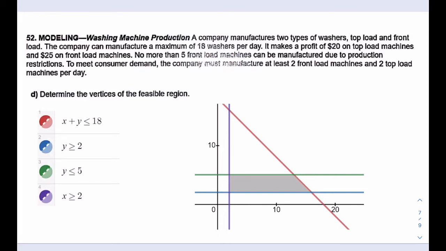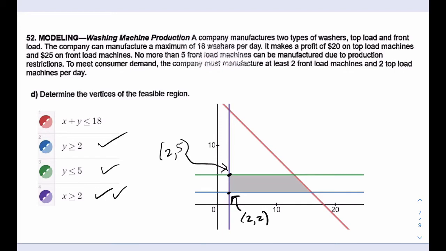So let's start with the easiest ones first. Right here, this vertex is going to be x equal to 2. How do we know that? Right here. And y equal to 2. Okay, now over here, this one is going to be x equal to 2, and y equal to 5 because of that one.